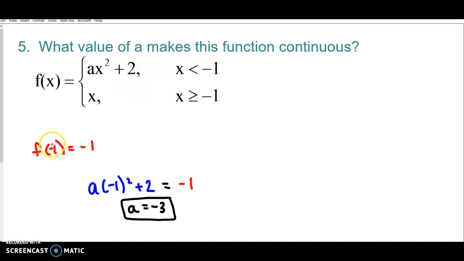So first and foremost, what is f of -1? Where is it defined at -1? At -1, right? Plug it in. So how can I make this equal -1? Well, let's just plug it in. We plug in -1 for x because that's where we're at for our x value. We just got to figure out, well, what's a? And we get a is -3.